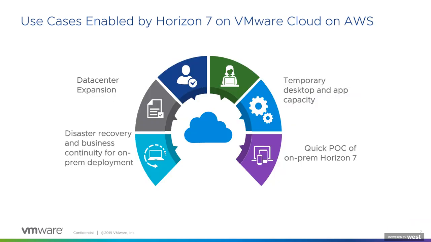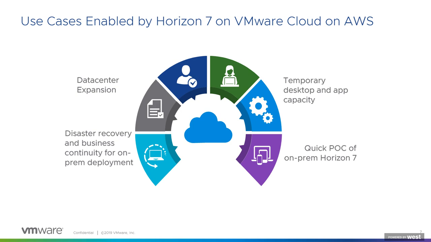All right. Now, as I promised, let's talk about use cases. So there are four main use cases that we are seeing customers deploy Horizon 7 on VMC for. The first one is around data center expansion. So this is where the customer has a cloud-first objective, or they want to expand, but they don't have any additional CapEx budget. So they can actually expand into VMware Cloud on AWS. The second is around disaster recovery and business continuity for the on-prem deployment, right? So they're using VMware Cloud on AWS data center as a secondary or DR site.